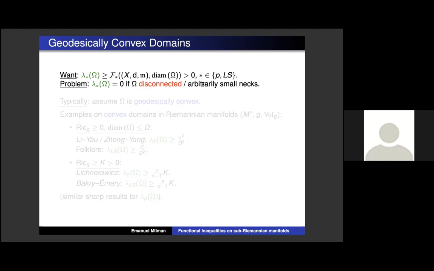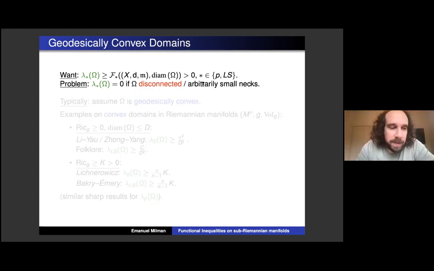Can I ask? But this is the case in the Euclidean setting as well. Isn't it true that the lambda two you can bound? No. If it's disconnected, it's zero.